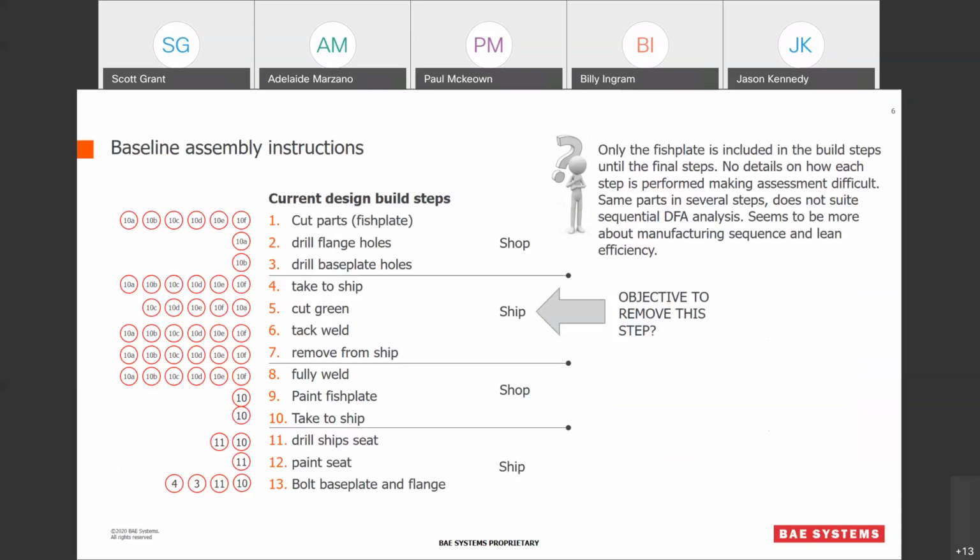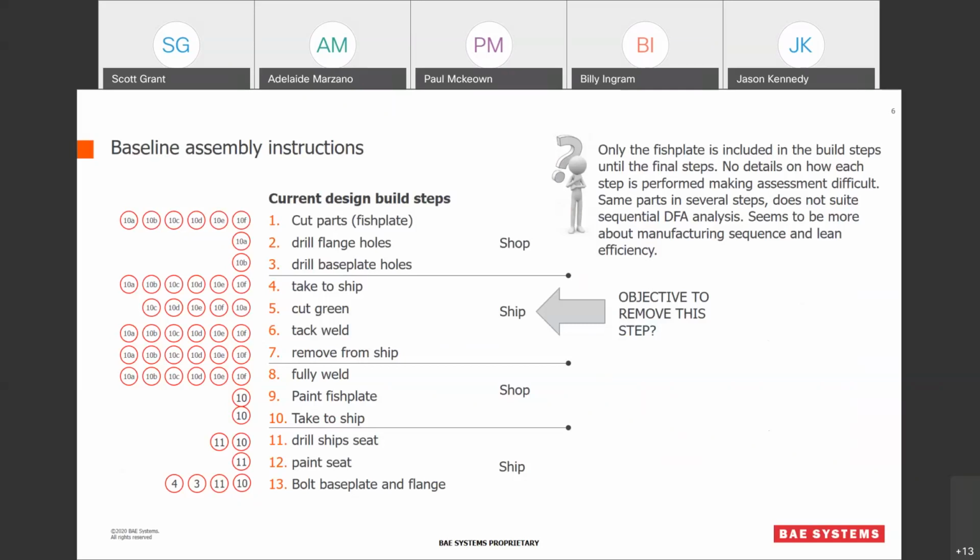Then step 11 is we drill the ship seats, paint the seat, and then bolt the base plate and the flange. And this happens at the ship. So the query we had is that only the fish plate is included in the build steps until the final steps. There's no detail on how each step is performed, making assessment difficult. Some parts and several steps do not suit sequential DFA analysis. It seems to be more about manufacturing sequence and lean efficiency. And this is some of the queries we had on this.